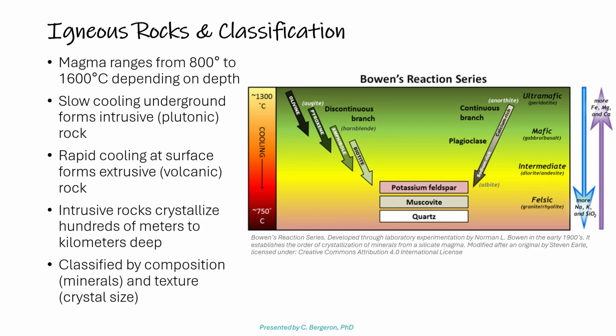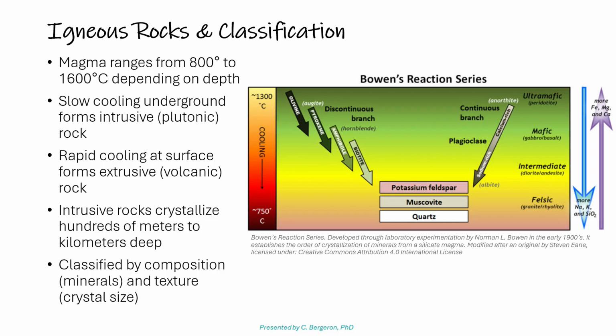When it cools slowly, we call that intrusive. It is also called plutonic because the structures that form from large igneous bodies within the crust that cool are called plutons. So intrusive is a synonym for plutonic igneous rocks. So you might hear plutonic, that just means intrusive.